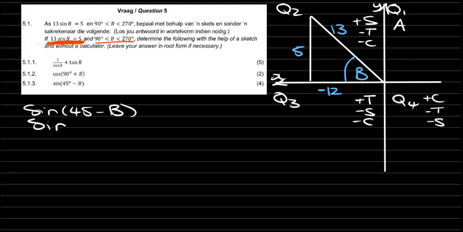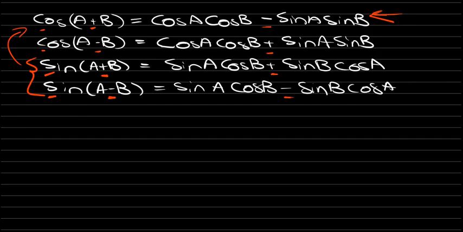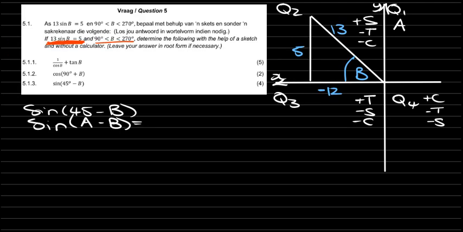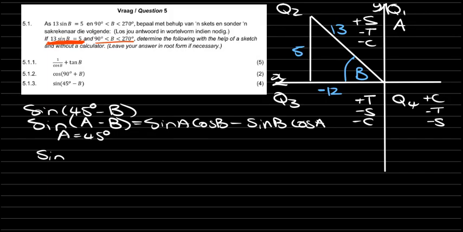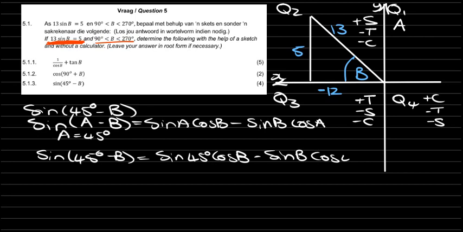So again, sine of A minus B equals, let's go back there if we can't remember them, sine A cos B minus sine B cos A. In this case our A is 45 degrees, so we have sine of 45 degrees minus B equals sine of 45 degrees cos of B minus sine of B cos of 45 degrees.